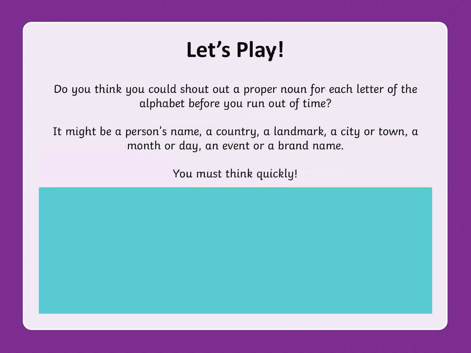And this is linking right back to our success criteria. You're able now to identify proper nouns, so this is what we're working on here. Some of the letters I'll give you a bit longer for than others, but no pausing the video for this part. Okay, off we go. So A.